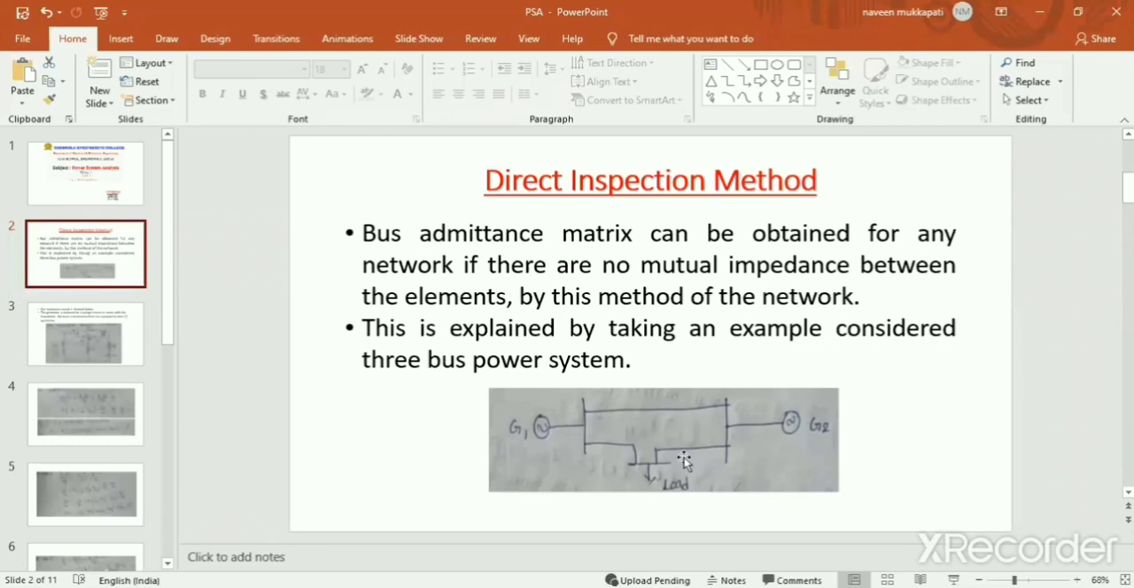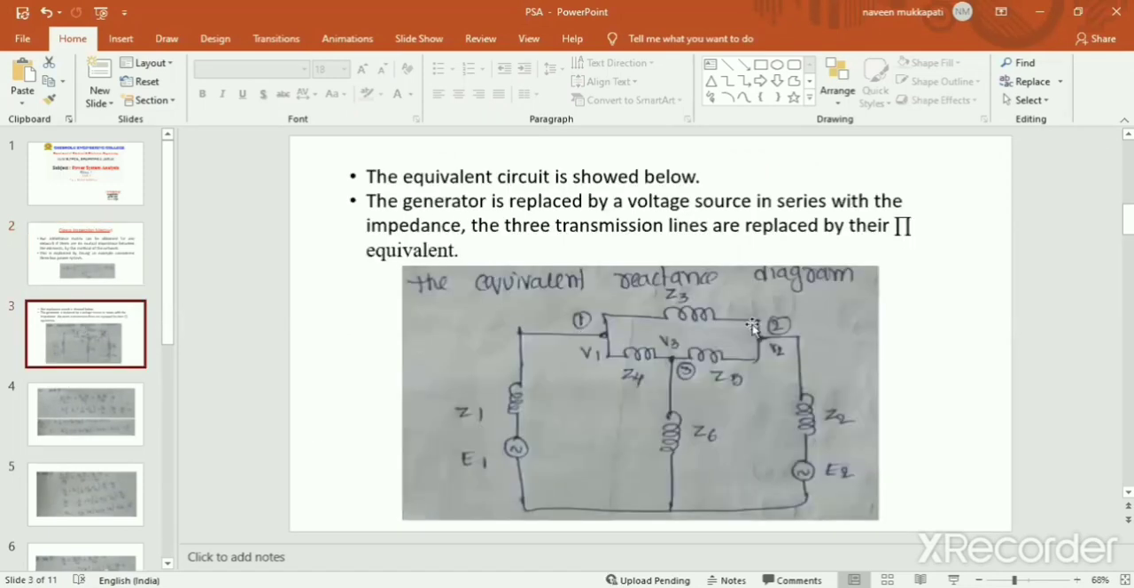This is the single line diagram for that power system. Then we draw the equivalent reactance diagram. By using this equivalent reactance diagram, we will obtain the Z bus formation.